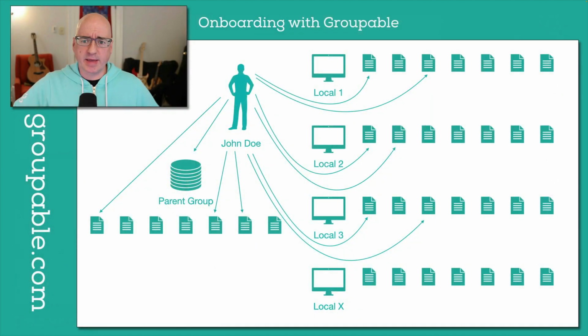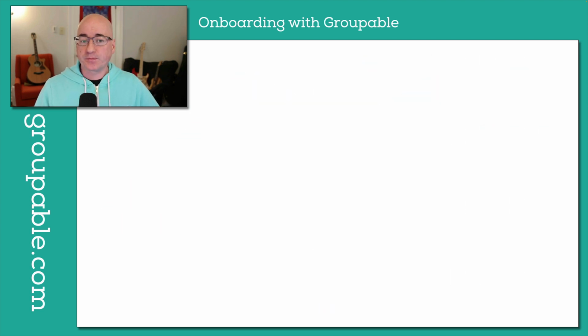Let's just quickly look at just John's data. We've got stuff in the parent group, main database. We've got stuff in those files. We've got stuff in files at local 1. We've got stuff in files at local 2. We've got stuff at local 3. And it's hard to keep track of all the data and know that we have one consistent picture of who this person is.